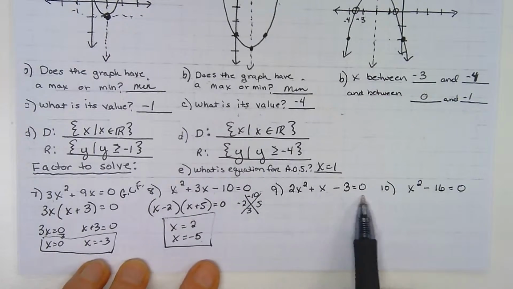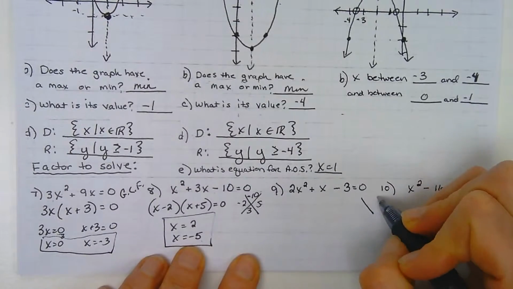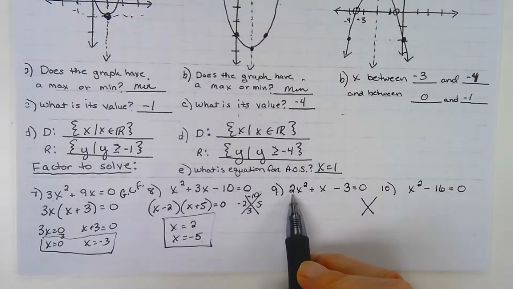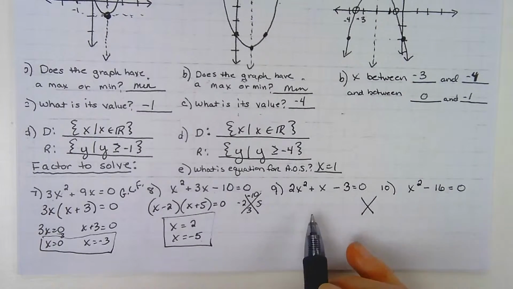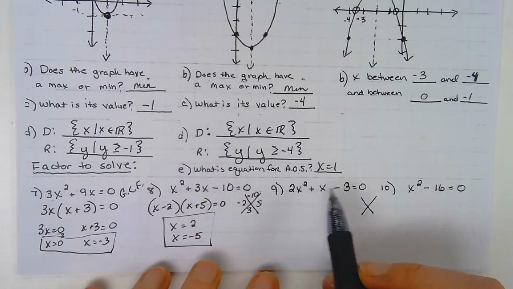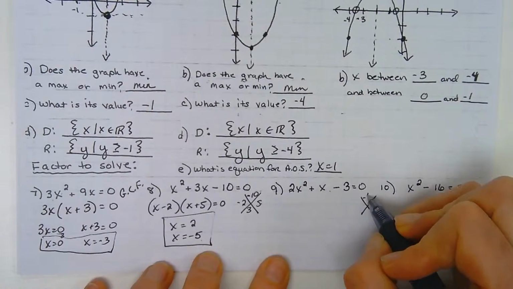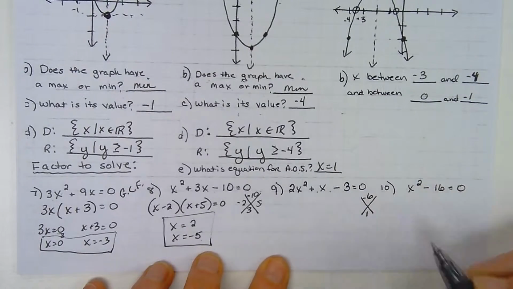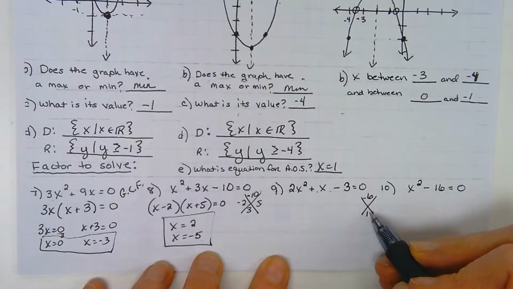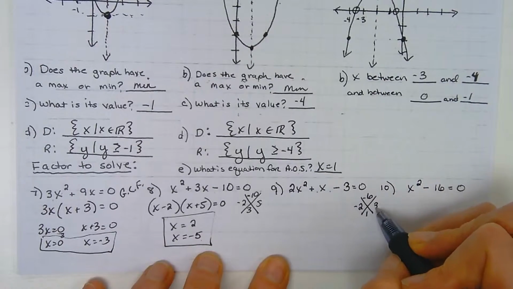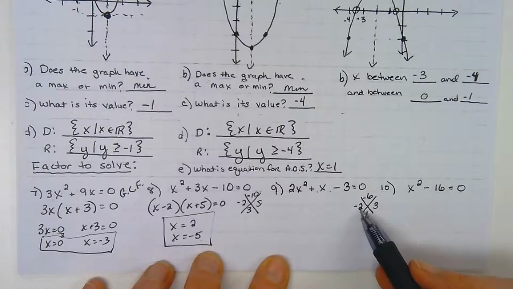Number 9, factor to solve. I'm going to make a diamond. I'm noticing that my leading coefficient is not 1. I don't have a greatest common factor, so I'm going to need to factor by grouping. Let's make the diamond. 2 times negative 3 is negative 6, and the coefficient for x, the b, is 1. Two numbers that multiply to negative 6 but add to 1 would be negative 2 and 3. Notice I'm putting the negative on the left-hand side. It sometimes makes it easier.